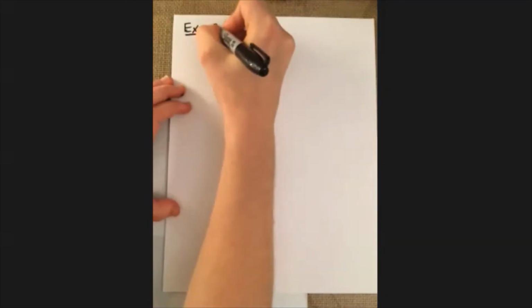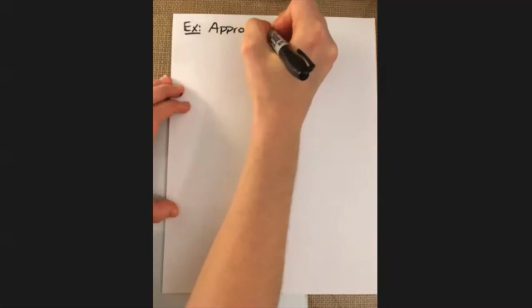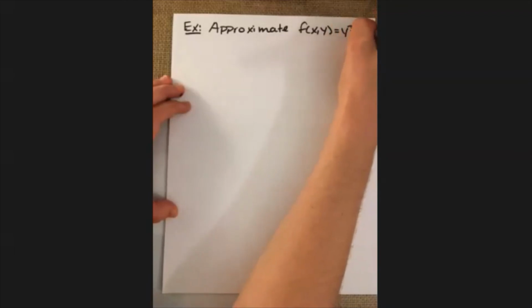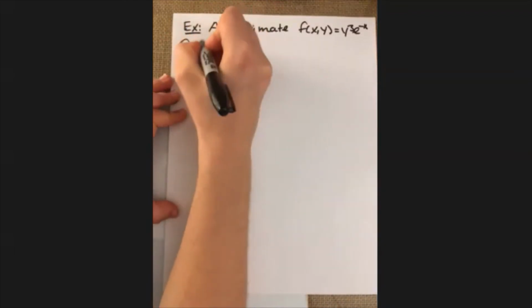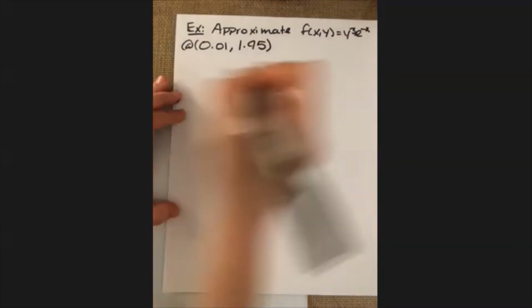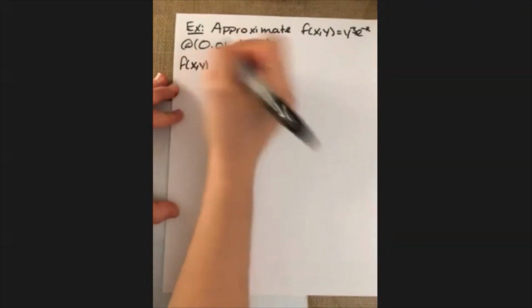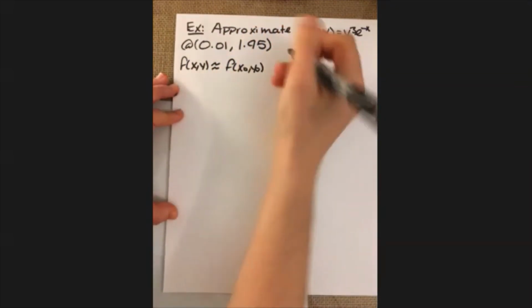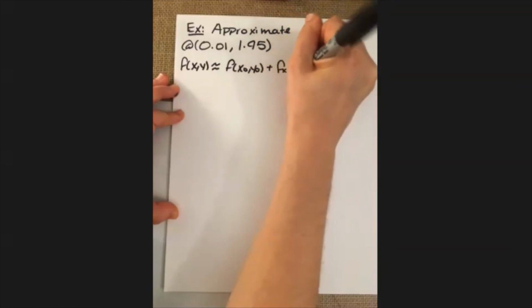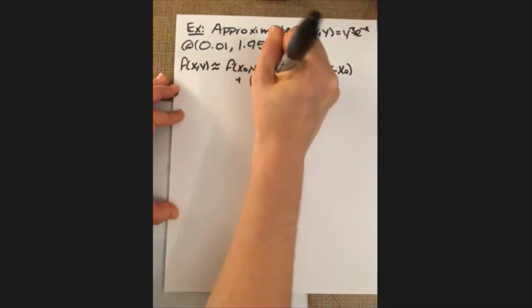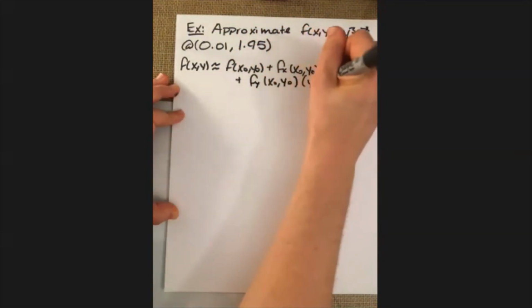Let's do one more example. In this one, we are going to approximate f of xy equal to y cubed e to the negative x at the point 0.01, 1.95. Okay, so again, generally speaking, f at xy is approximately equal to f at x naught y naught plus f sub x at x naught y naught times x minus x naught plus f sub y at x naught y naught times y minus y naught.